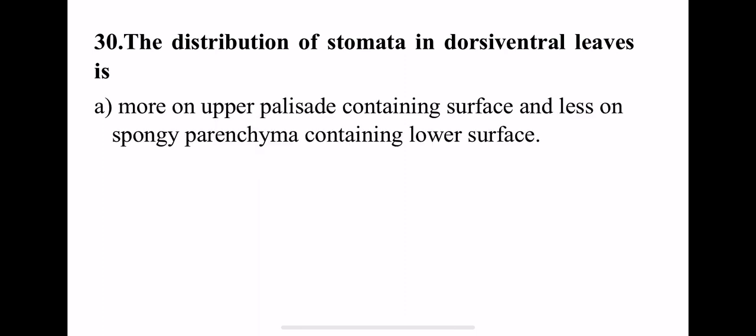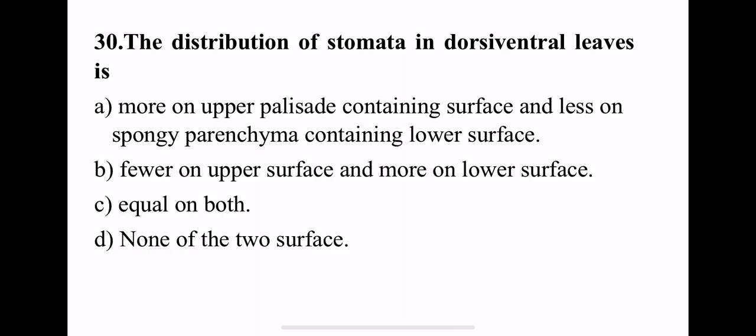The distribution of stomata in dorsiventral leaves is, without saying much, fewer stomata on the upper surface and more on the lower surface. This is the right answer.